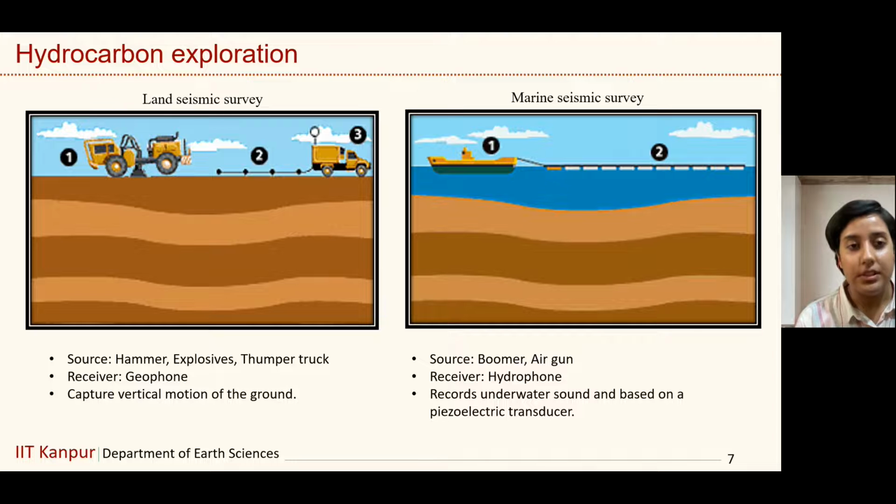And here in this figure you can see it's a thumper truck where this heavy metal plate hits the ground. The plate weighs, I think, around 10 to the power 3 ton or something like that, and when it hits the ground it produces the seismic wave, and these seismic waves we can capture using the geophones. And these geophones record the signal, then we process that signal.